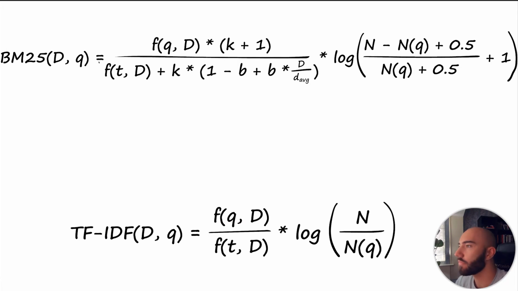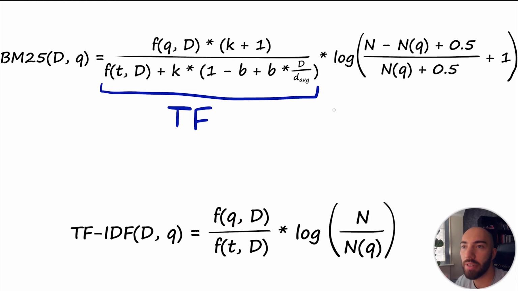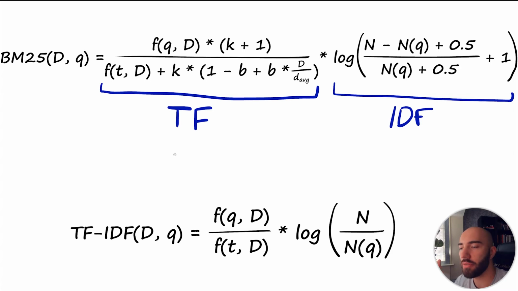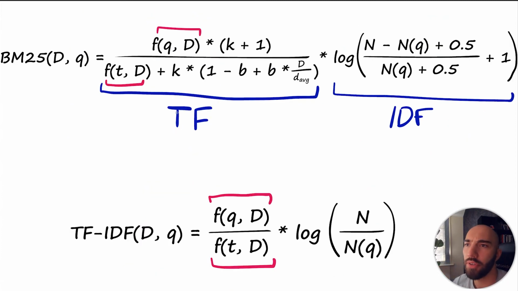Now, up here at the top, we have something very similar to TF-IDF. We have essentially our term frequency here, and then we have our IDF here. Now, in our term frequency, we can see that we have these two values here. And this is the frequency of the query, frequency of terms, and this is pulled straight from TF-IDF. But then we have a few new terms around here.